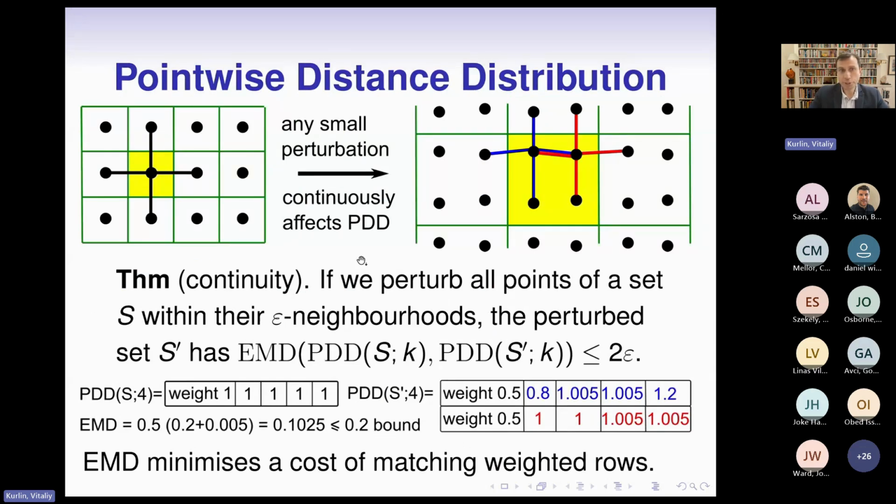So instead of averaging, we could keep distances per point. So for example, again, if you have the square lattice, then with the pointwise distance distribution, so distances written down to neighbors per point, this distribution consists of a single row, because all points in a square lattice are equivalent to each other under translation. So 4 distances equal to 1.